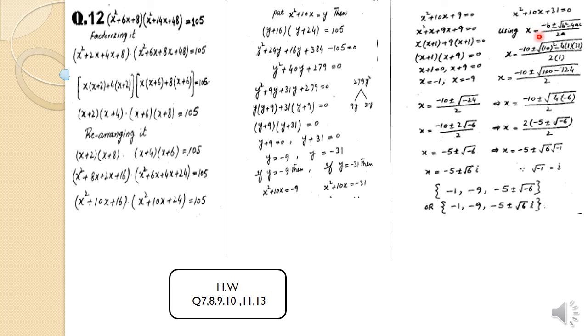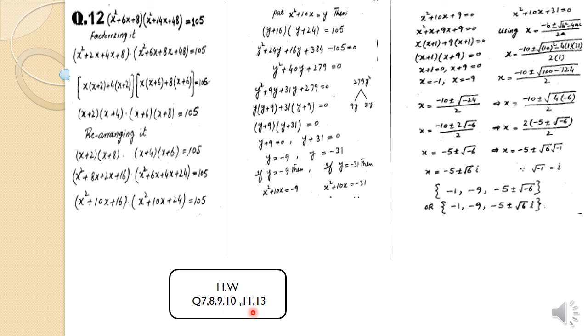And students, in the same way, this is the quadratic equation, and you can simplify it and you will get these roots. So here are both roots of this equation. The solution set of these equations is minus 1, minus 9 and (minus 5 plus minus square root of minus 6). If we have square root of minus, then we substitute iota, because iota equals square root of minus 1.